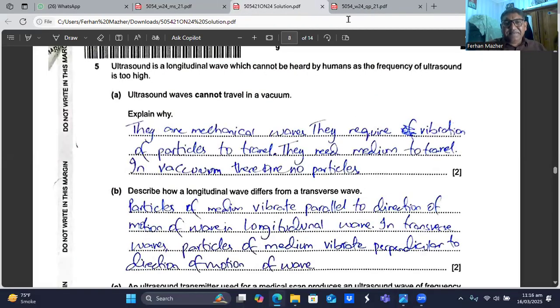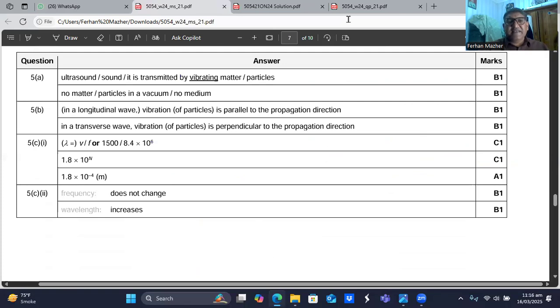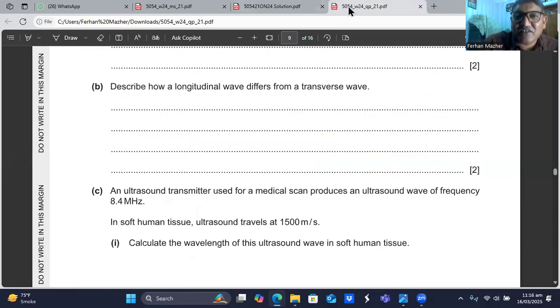So let's see. Ajra has also written some differences. Particles of the medium vibrate parallel to the direction of the motion of the wave in longitudinal waves. In transverse waves, the particles of the medium vibrate perpendicular to the direction of the motion of the wave. He says in a longitudinal wave the particle vibration is parallel to the propagation direction. In a transverse wave the particle vibration is perpendicular to the propagation direction. Hope you understand. Let's go to the next part.